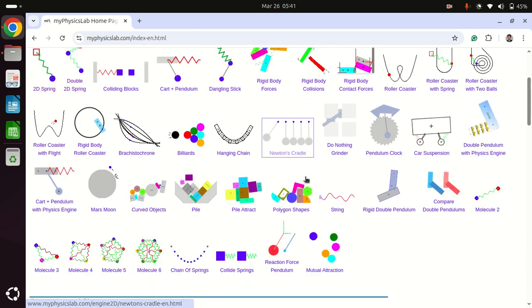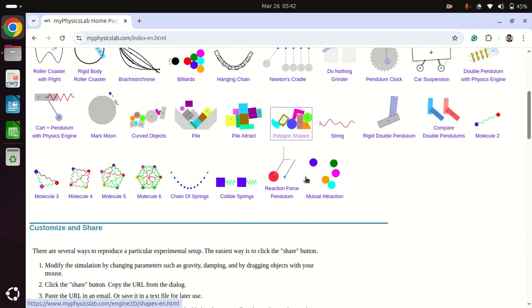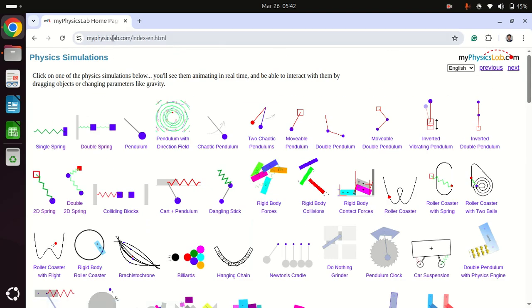We can check other simulations here also, like our PhET simulation. This is myphysicslab.com. So in the next video we will discuss some more things.